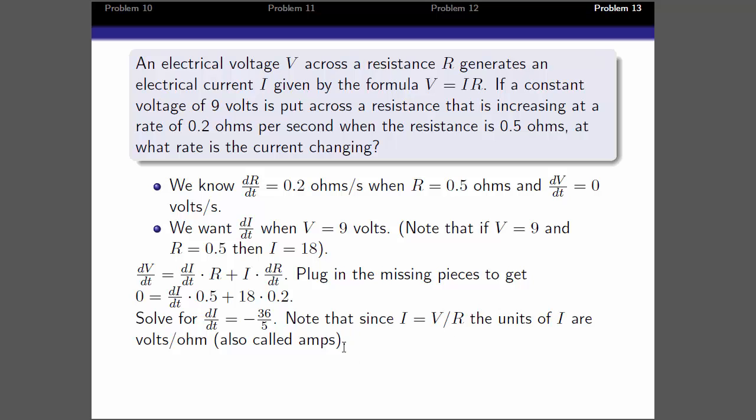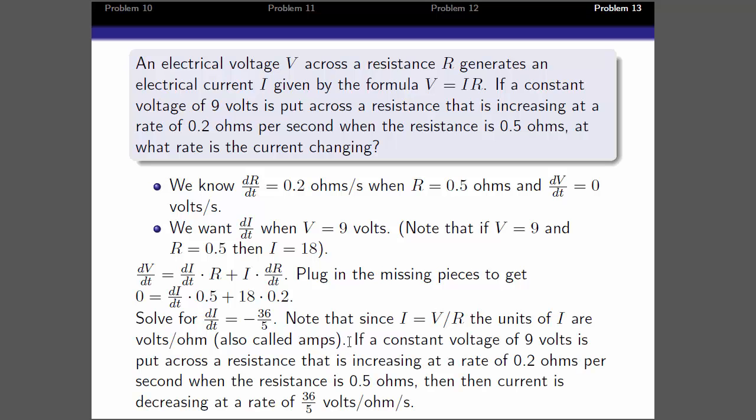And here I just state that we can get the units of I by just doing volts divided by ohms. And apparently that's what an amp is, volts divided by ohms. I had no idea, but I wrote it down, figured it out for the slide. If a constant voltage of 9 volts is put across a resistance that's increasing at a rate of 0.2 ohms per second when the resistance is 0.5 ohms, then the current is decreasing at a rate of 36 over 5 volts over ohms per second. I don't have to understand what the units mean. The units are given to me, and I can work with it from there.